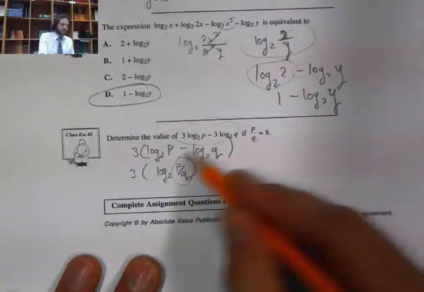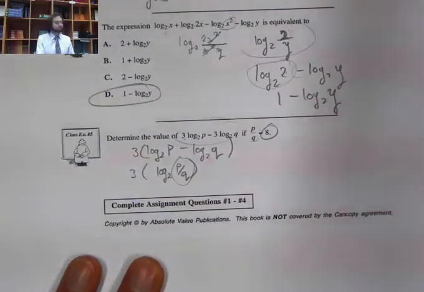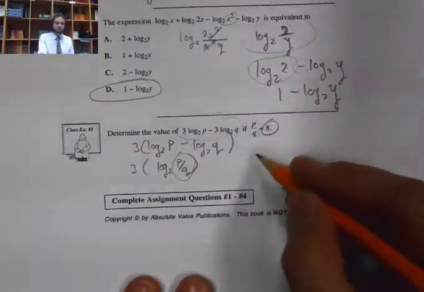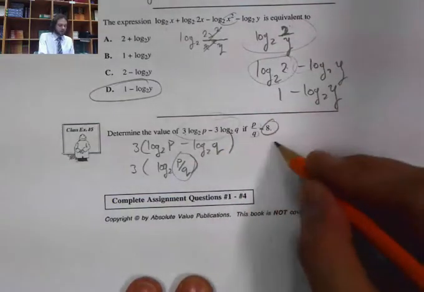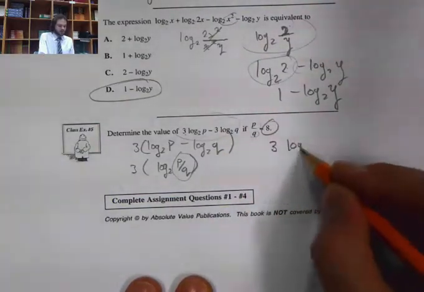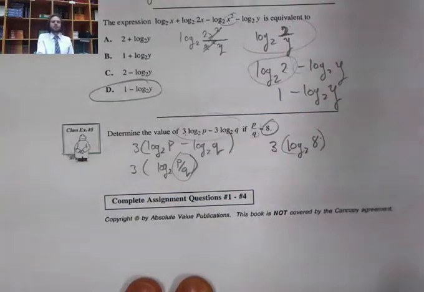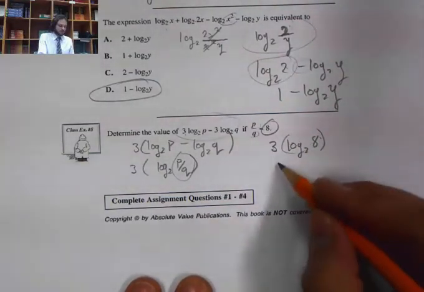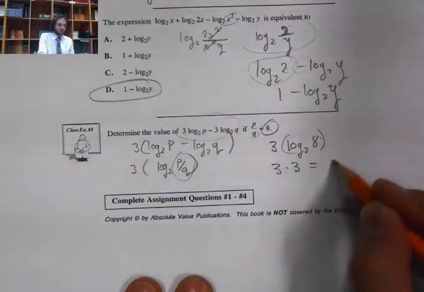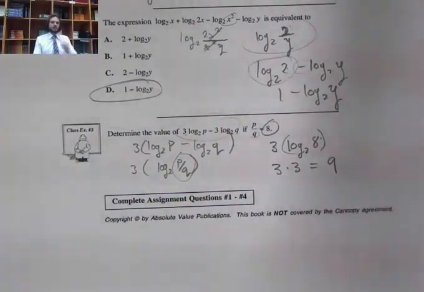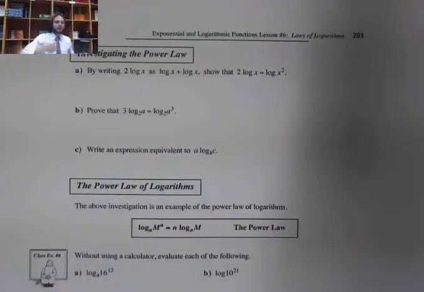Well, we said this is equal to 8, right? Now we can solve that. So let's go ahead and solve it. So I'm going to have 3 log 2 to the 8. Well, what is this equal to? This here is equal to 3. So I have 3 multiplied by 3, which is equal to 9. And there is my final answer. Okay? Let's take a look at my next one now.